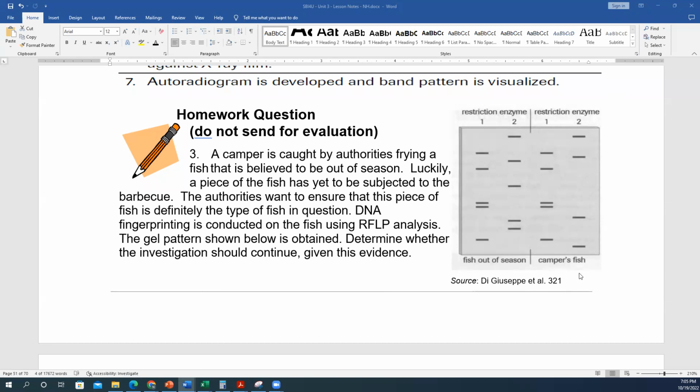So can you tell by looking at and comparing these two parts of the gel whether the investigation should continue, or is the camper good? Has the camper caught an out of season fish, or has the camper caught, in fact, a different type of fish?